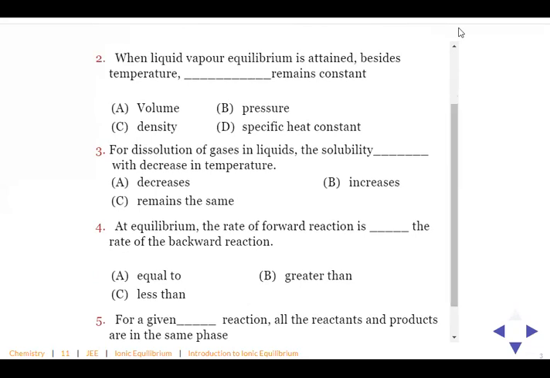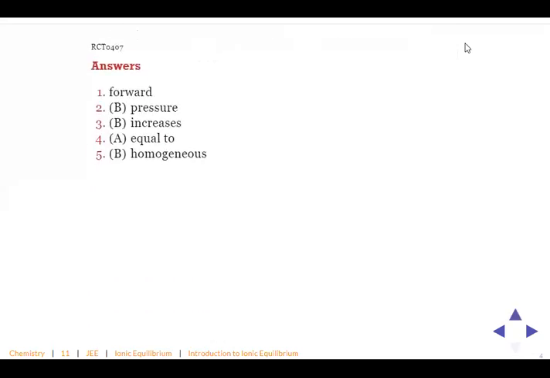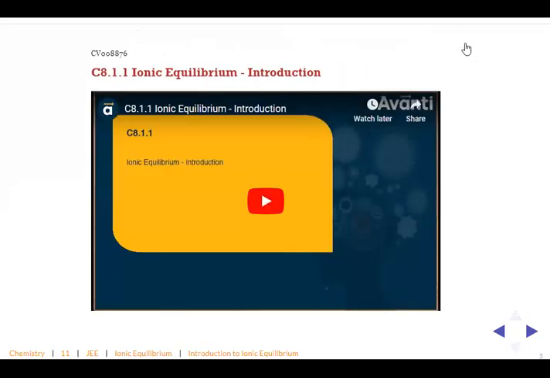Now the third one: dissolution of gases when temperature decreases. Dissolution is an exothermic process. And we know that in an exothermic process, if temperature is decreased, then the reaction will go in the forward direction. Right, everyone? Got it? Now let's start Ionic Equilibrium. We will start with a basic introduction.